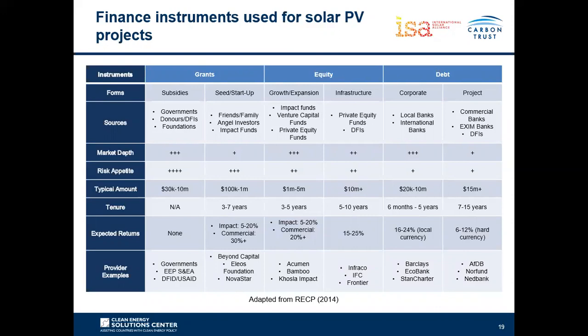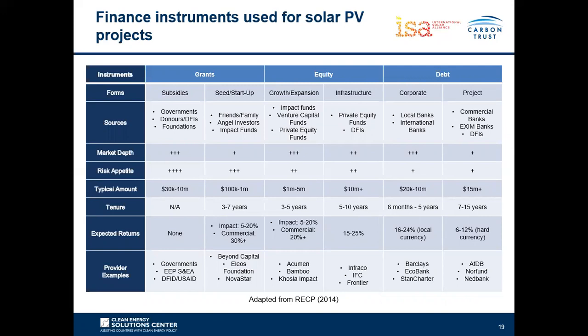The next category, or the next instrument, being equity, typically a reasonable risk appetite. However, the cost of the capital from these sources is typically considered to be the highest, 15 to 25%, or at least over 25% if it's on a commercial basis. And these can come from a variety of providers, from venture capitalists or impact funds to private equity, institutional investors, and development finance institutions as well.